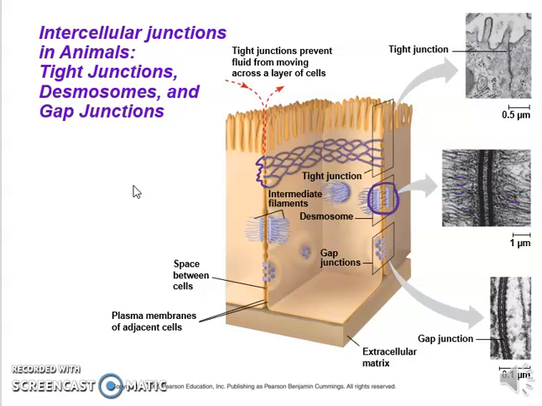That'll allow material to go back and forth between cells so that all those cells kind of know what's up, right? They can all communicate and figure out what that tissue is supposed to do. Okay, whew. 76 slides. Okay, so we got that done.